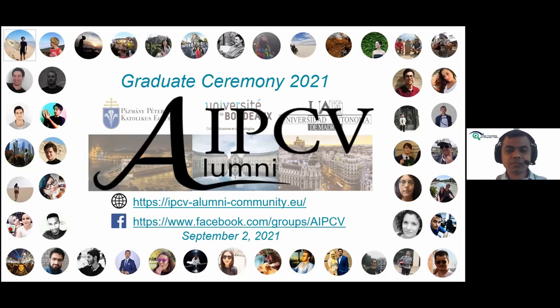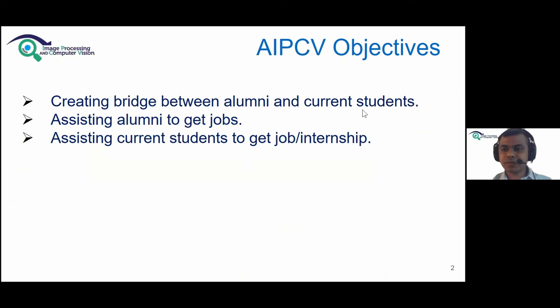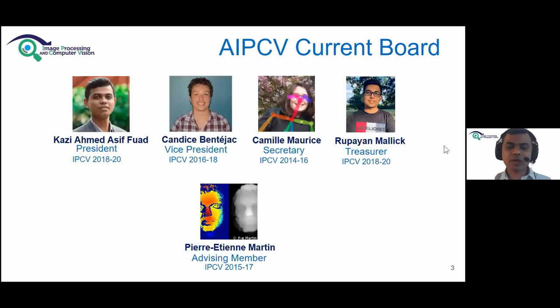So what is our main objective? We are trying to create a bridge between the alumni and the current students. We try to help alumni and current students get jobs and internships, and we also help when they move from one city to another. We have been doing it for the last few years. Christian Martin is our advising member right now, who oversees everything and suggests what to do at different steps of our journey.